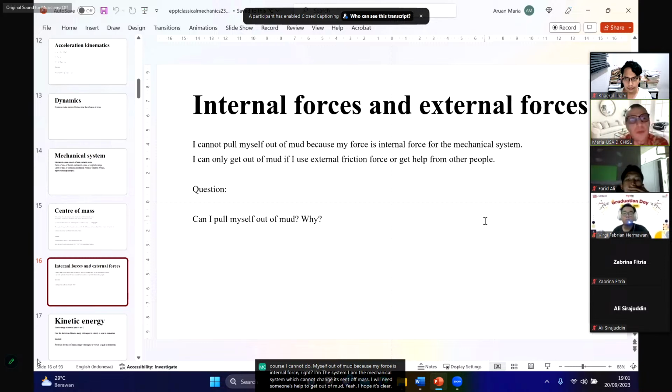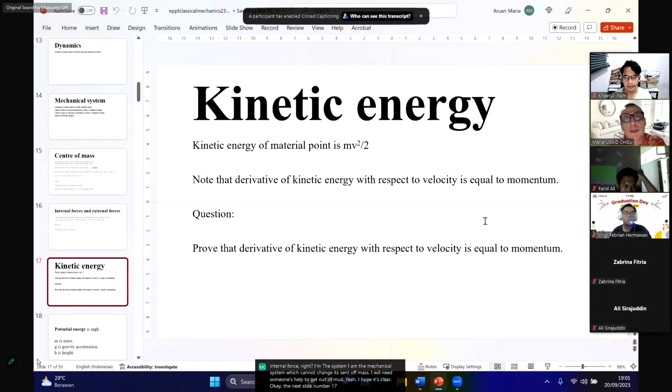Okay, the next slide, number 17, talks about kinetic energy. We've been dealing with kinetic energy already, and kinetic energy of a material point is mv squared over 2, where m is the mass of the material point and v is the velocity of the material point. Please note that if you take the derivative of kinetic energy with respect to velocity, you will get mv, you will get momentum.